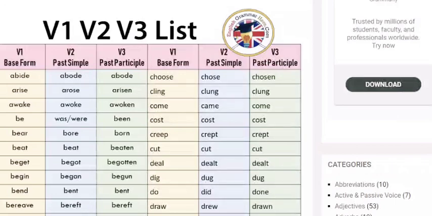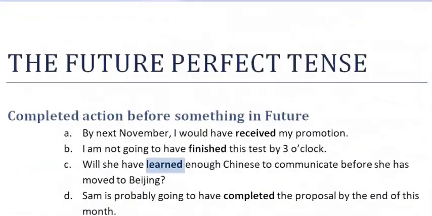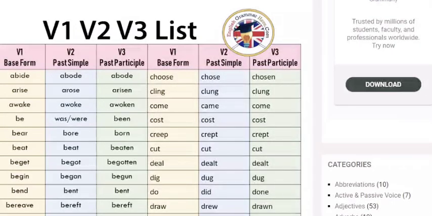V1 is the base form, V2 is the past simple, V3 is the past participle. Now, what is a participle? If you add something to the verb, like ed or en or anything else, that becomes a participle. In future perfect tense, which verb form did we use? It was V3. So in all my examples, you will never see any verb that was in the simple past.